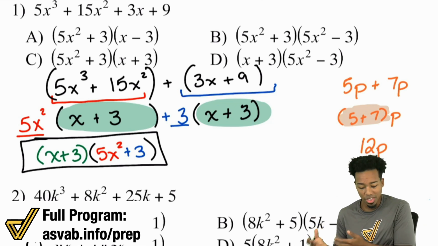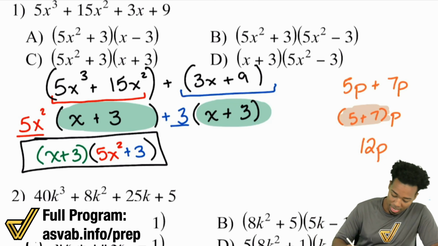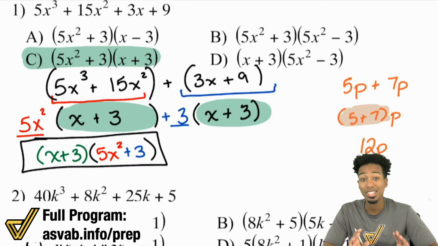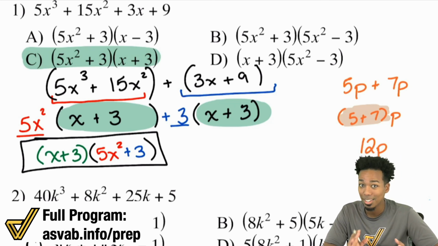So with that said, my math party people, the answer here is going to be the following: 5x squared plus 3, times x plus 3. So 5x squared plus 3, x plus 3, right there. Answer choice C. Now again, I'm going to take you through a few more examples. Take some notes.